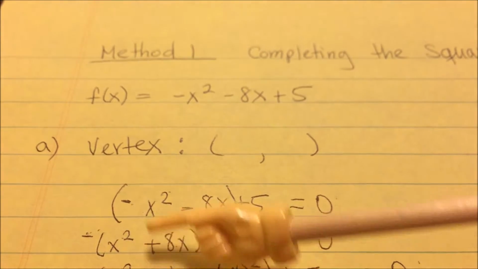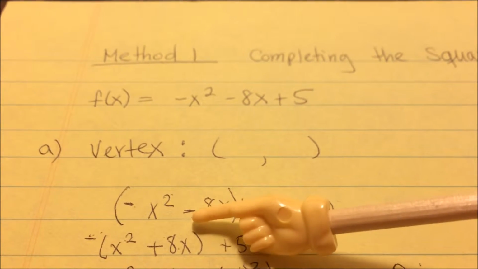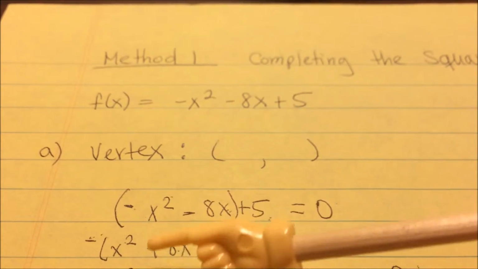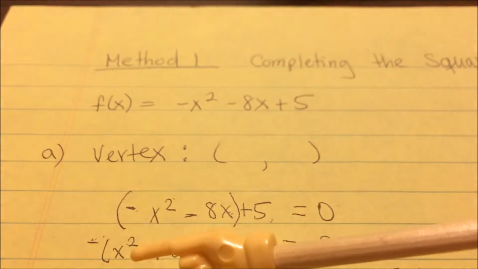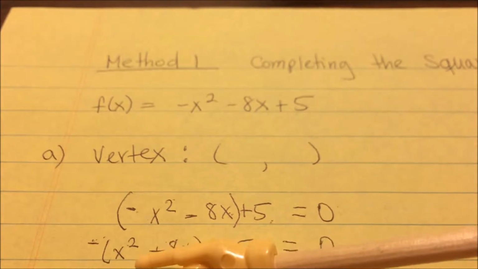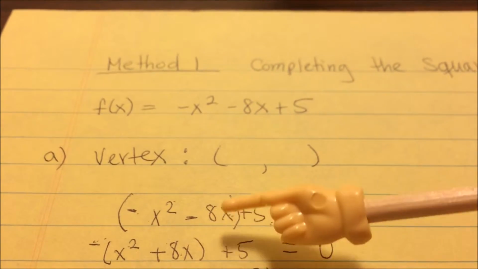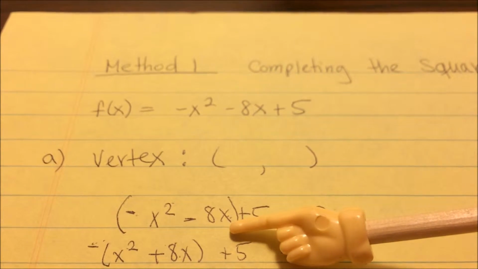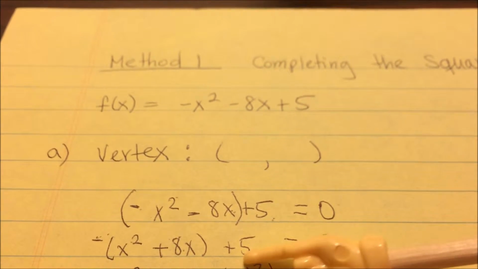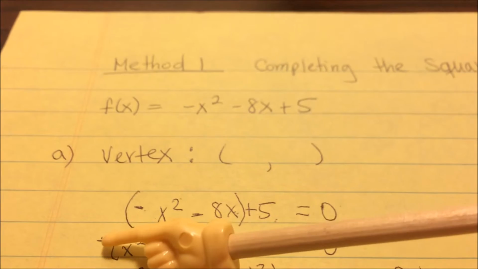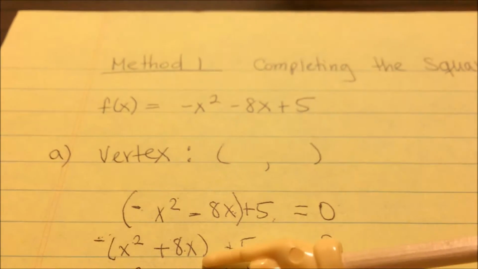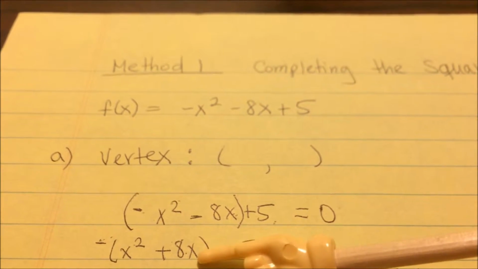If I factor this out, the sign changes right here as well, because if I distribute this, negative 1 times x squared should give me negative x squared. Negative 1 times positive 8 should give us the negative 8x. Okay? So nothing has changed right here yet. From here, all I did was factor out. Now, from here, we do half of the b, squared.